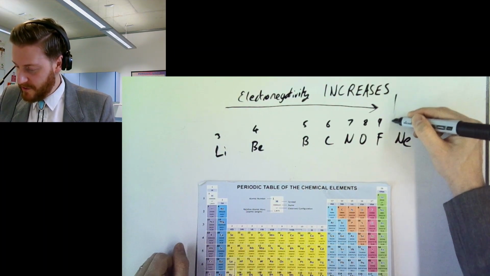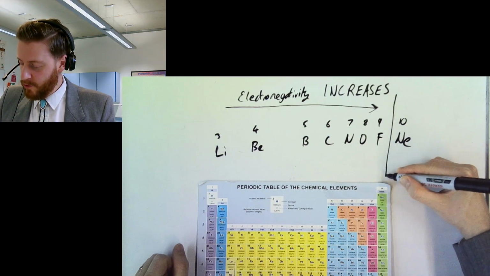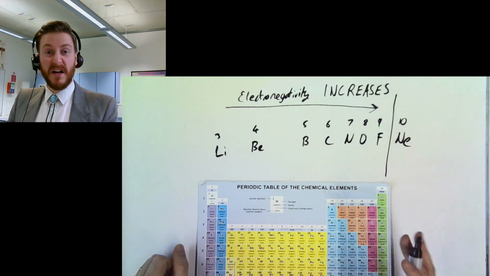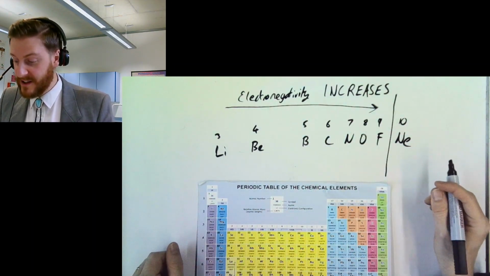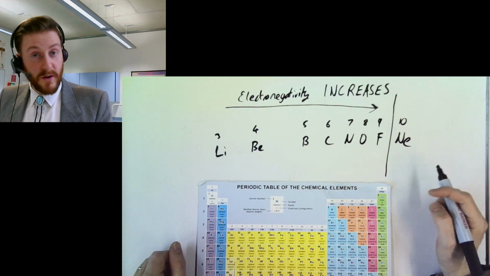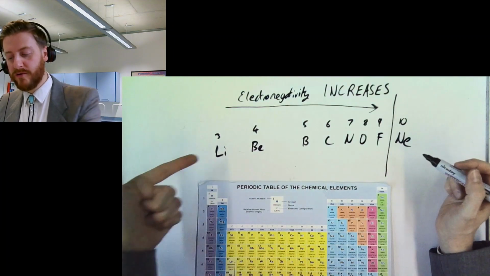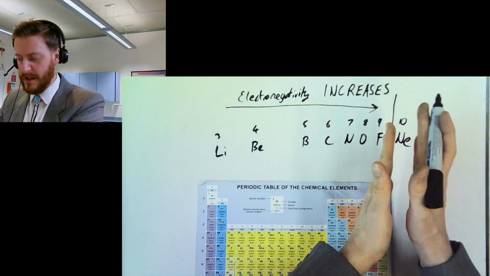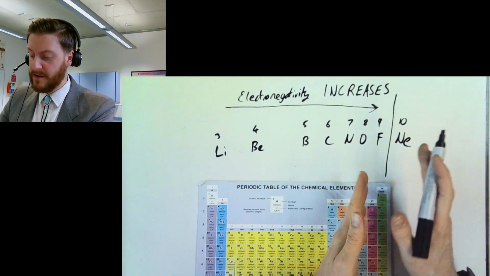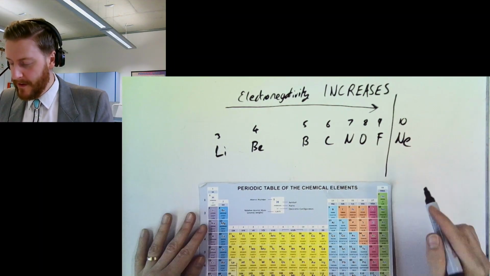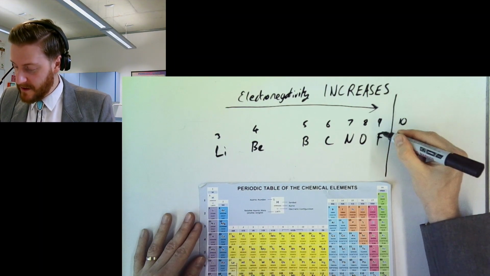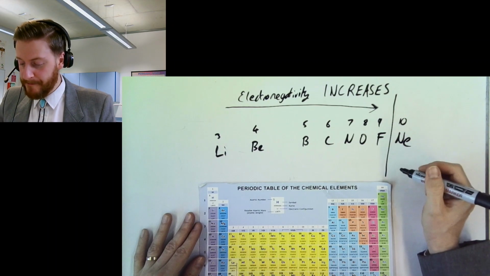One of the things I should say is that the noble gases are kind of exempt. They don't have high electronegativity at all because they don't want to gain any more electrons. So I'm drawing a little barrier here. Electronegativity increases across a period, but not up to the point of the noble gases. They don't want electrons. So fluorine has the highest electronegativity.